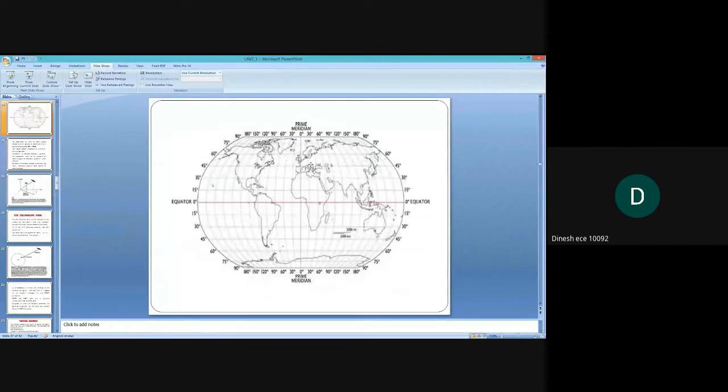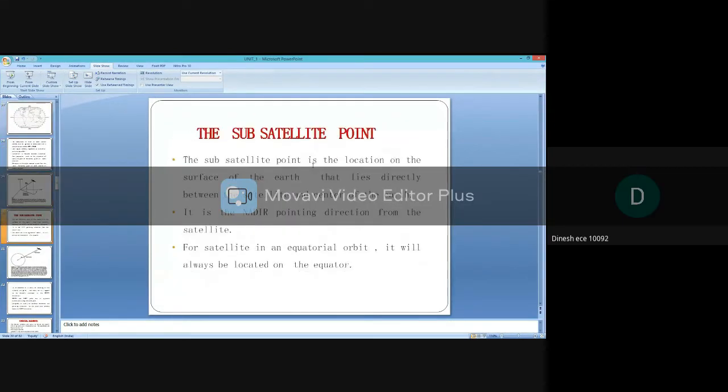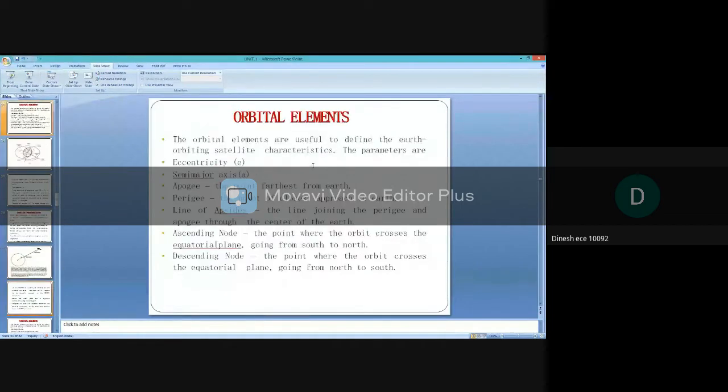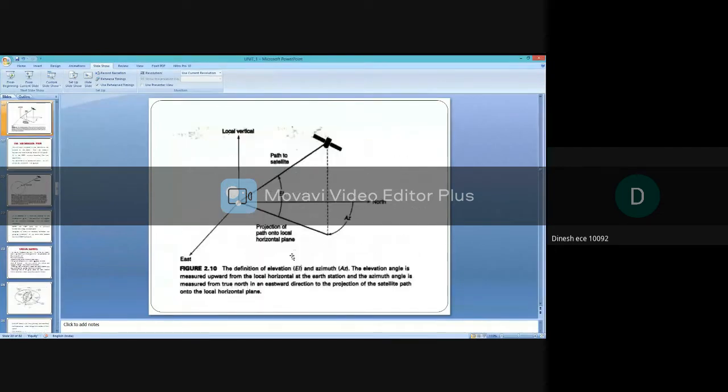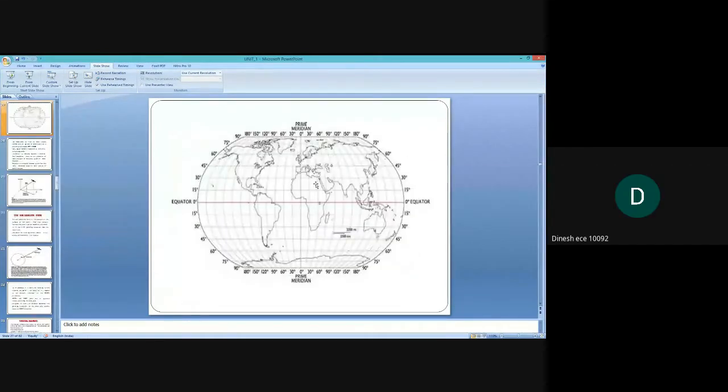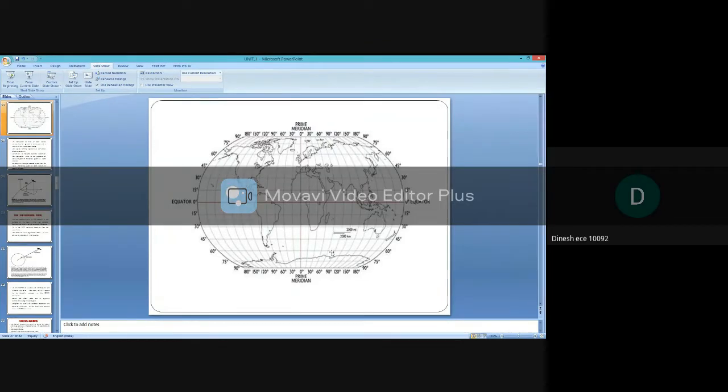So here, the line of apsides. Then we have the ascending nodes and the descending nodes. The ascending nodes are the points on this globe where the orbit runs from south to north. So from this bottom to the top north, that we call the ascending nodes.